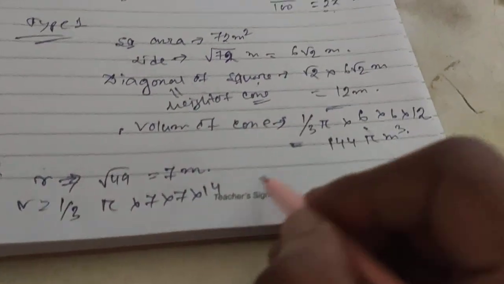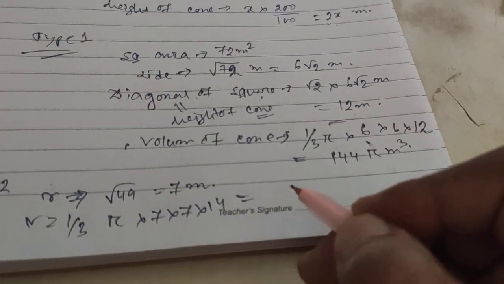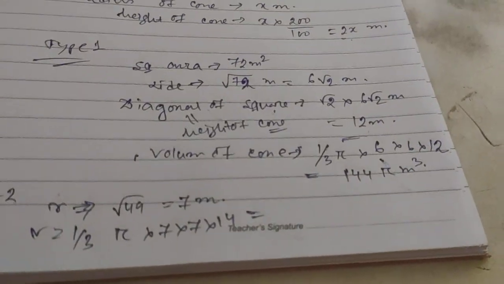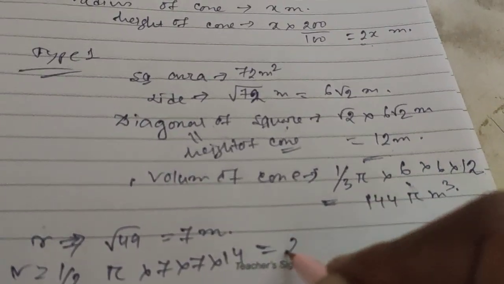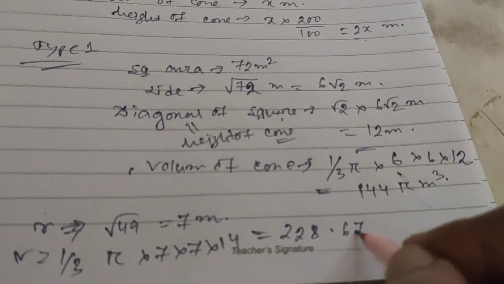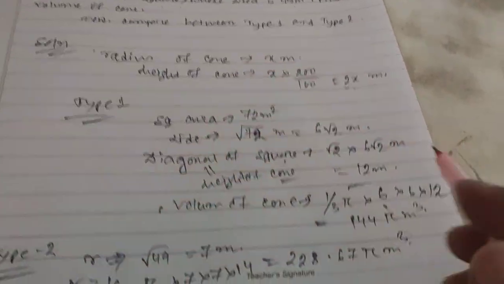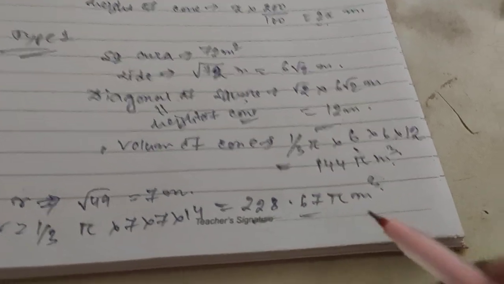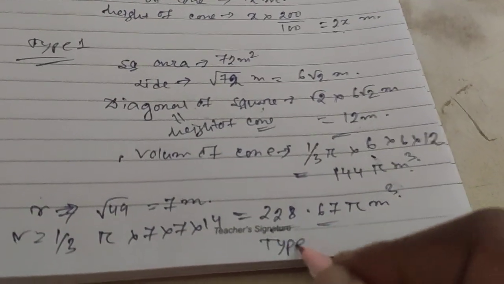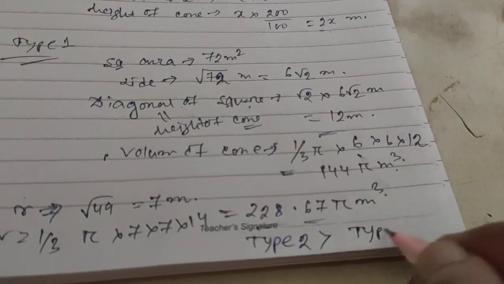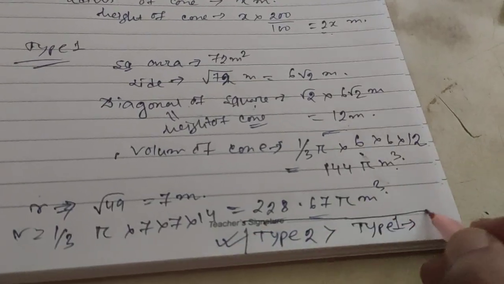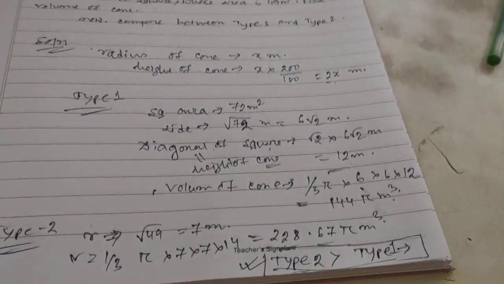So if you calculate this, for quick calculation I am doing it through the calculator. So it is 228.67 pi meter cube. So for type 1 the volume is 144 pi meter cube, and for type 2 the volume is 228.67 pi meter cube. So type 2 is greater than type 1. If there are multiple choices, then you need to select this option only: type 2 volume is greater than type 1.